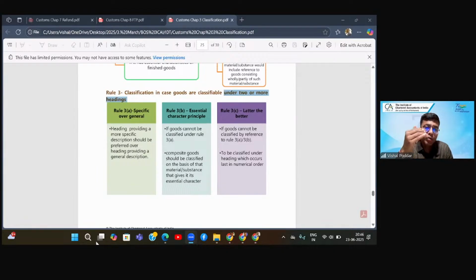That is where you'll use Rule 3. Rule 3 says that many times where it is classifiable in 2 or more headings, you should classify it in that heading which is more specific as compared to that heading which is general.